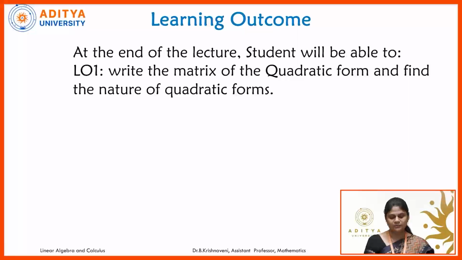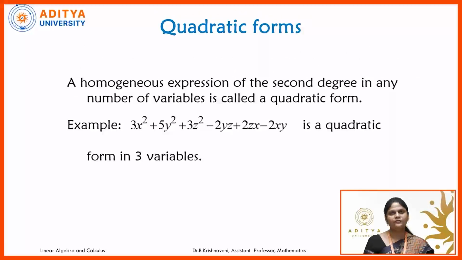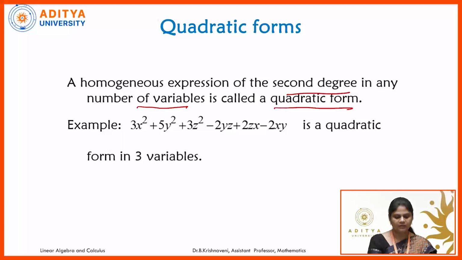So first, let us move to the definition of quadratic form. A homogeneous expression of second degree in any number of variables is called a quadratic form. Here it is very clear that it must be a homogeneous expression and must be of second degree in any number of variables. So that we call it a quadratic form.